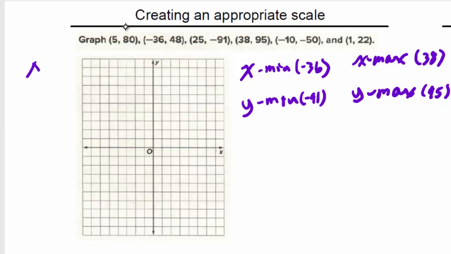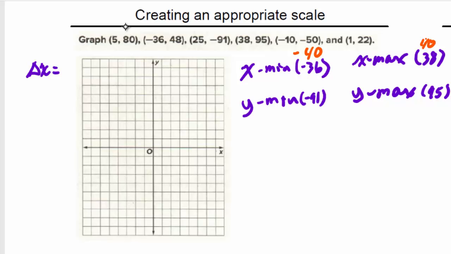So the change in the y value, or the x values, is going to be, by the way, let's simplify this a little bit. So this -36, how about we just call that -40, because we want to go low enough to include the -36, and the 38, we want to go high enough to include that, so let's round it off to, let's say, 40.